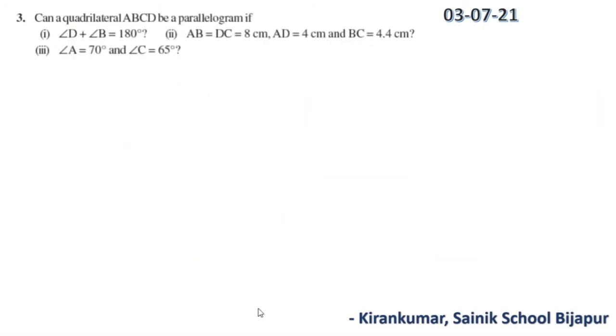I'll end this session with a question for you. Can a quadrilateral ABCD be a parallelogram if angle D plus angle B is 180 degrees? Second is AB equal to DC equal to 8 centimeters, AD is 4 centimeters, BC is 4.4 centimeters. Third one, angle A is equal to 70 degrees and angle C is equal to 65 degrees. I want you to think about the answer.